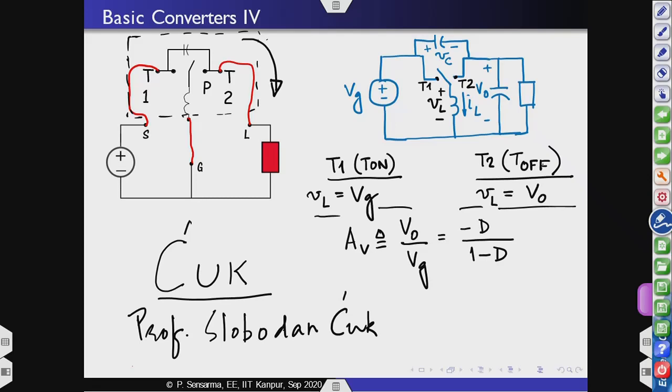Now, having said that, let us now look at some more intricacies of the operation and what are the consequences of the switching operation of the power electronic converters.